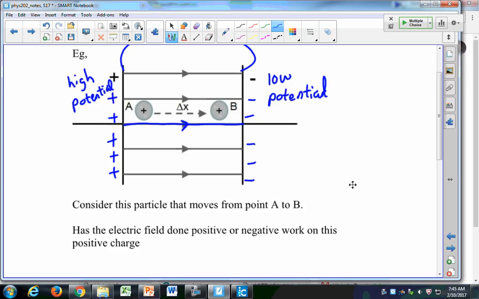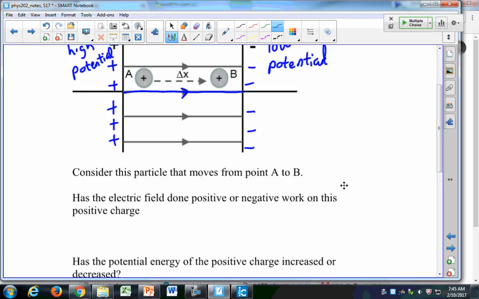You can see that because it's repelled from this side, it's attracted from this side. All right, so has the electric field, remember the electric field is a field of forces, has it done positive or negative work on this positive charge as it moves from this position to this position? Which is it? Remember, work is F dot D. Has it done positive or negative work as it moves from A to B? It's done positive work, right? There are two things that we're concerned about. The direction of the force, which is to the right, the direction of the displacement, which is also to the right. So our dot product then is positive.